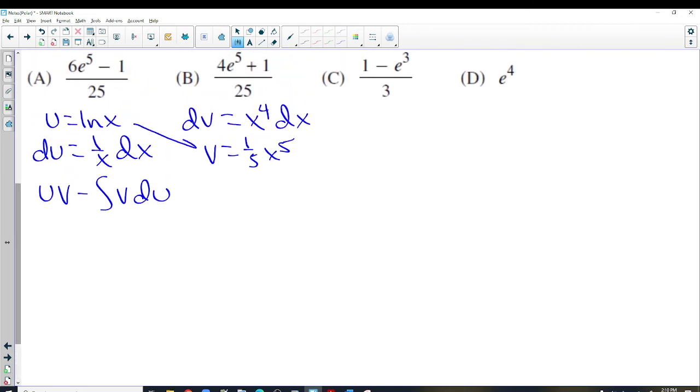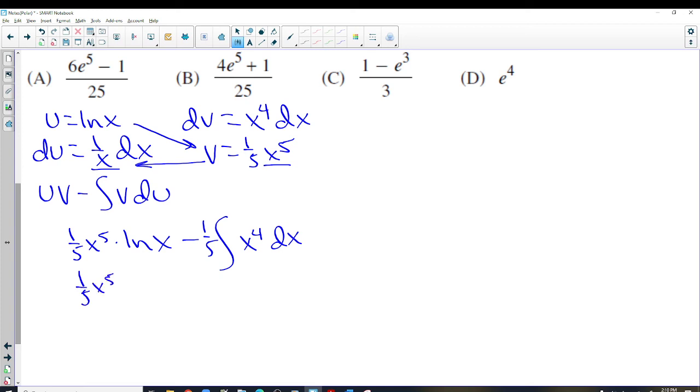So now we need u times v minus the integral of v du. So 1/5, well, what's 1 over x times x to the 5th? X to the 4th, right? So one of those is going to cancel out. That's why we're going to write x to the 4th here. So we have 1/5 x to the 5th, natural log of x, minus 1/25 x to the 5th, because the antiderivative of x to the 4th is 1/5 x to the 5th.